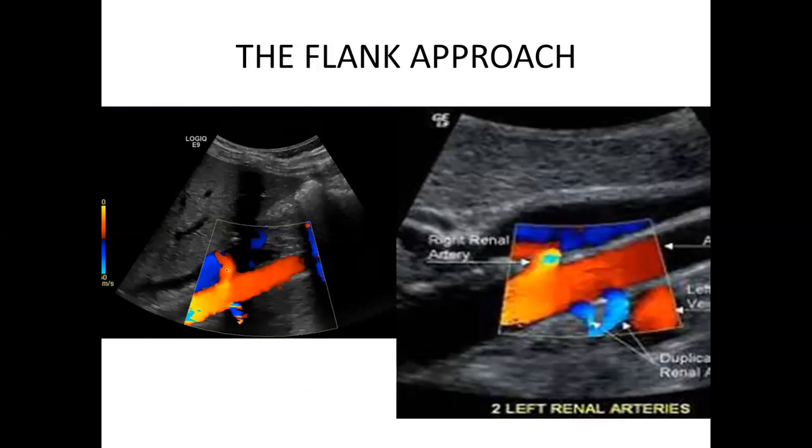We can sample the proximal segments of the left and the right renal arteries in this position, but this is usually useful in slim patients and very difficult in obese patients.